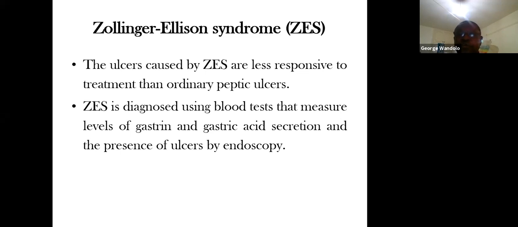It's diagnosed by using blood tests that measure levels of gastrin and gastric acid. Okay, so gastrin and gastric acid, and this usually is done through an endoscope. So endoscopy is done, and we aspirate the stomach contents, and as we aspirate, we can assess the presence of gastrin and gastric acid. Gastric acid is hydrochloric acid.